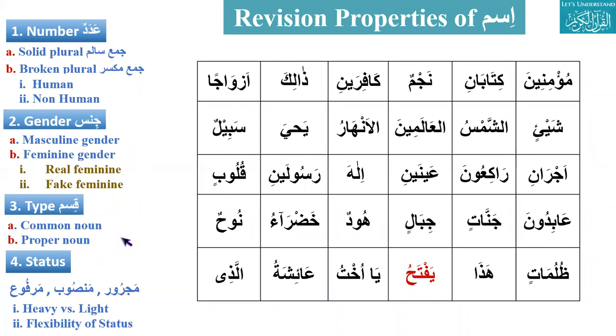Can you please do the complete one? First singular: Rasulun, Rasulan, Rasulin. Dual: Rasulani, Rasulaini, Rasulaini. Plural: Rasuluna, Rasulina, Rasulina. And what is the broken plural of Rasul? Rusul. We did it. Okay, Tanjeen, please focus.